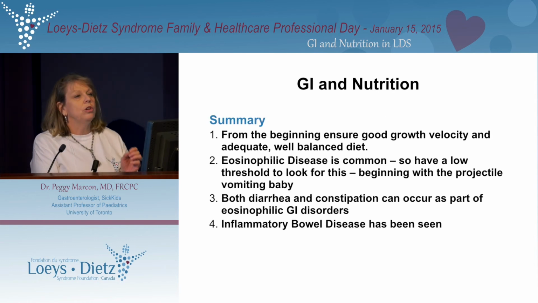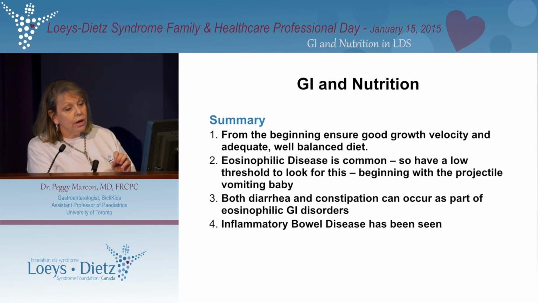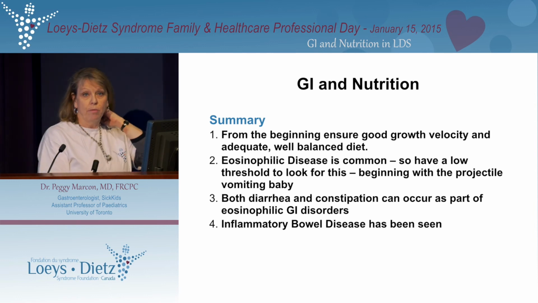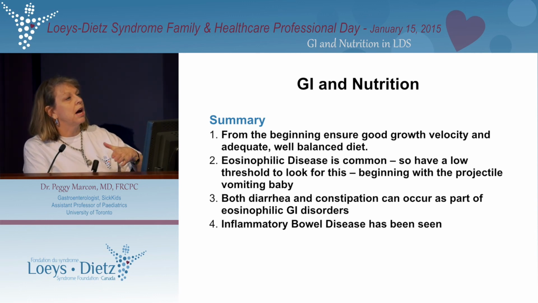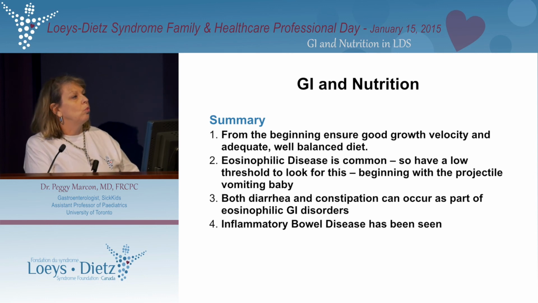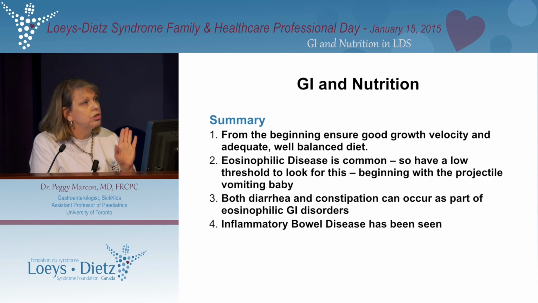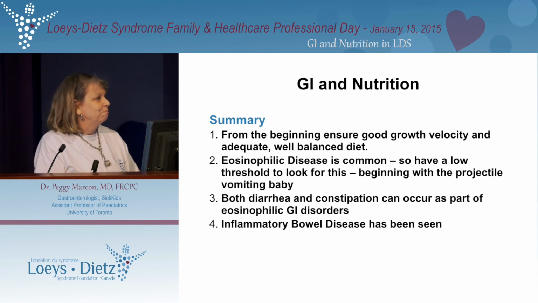So really, from the beginning, you need to ensure good growth velocity and an adequate, well-balanced diet. Eosinophilic disease is common, so you need a low threshold to look for it, beginning with the projectile vomiting baby who may actually not be tolerating dairy. And both diarrhea and constipation can occur as part of eosinophilic GI disease. And although inflammatory bowel disease has been reported, I haven't seen it here. And the question is, what's the mechanism, and is that moving from eosinophilic disease with more fibrosis that's not reversible, becoming more like classic inflammatory bowel disease, which is different than what we've seen with the general population's eosinophilic disease. Okay.